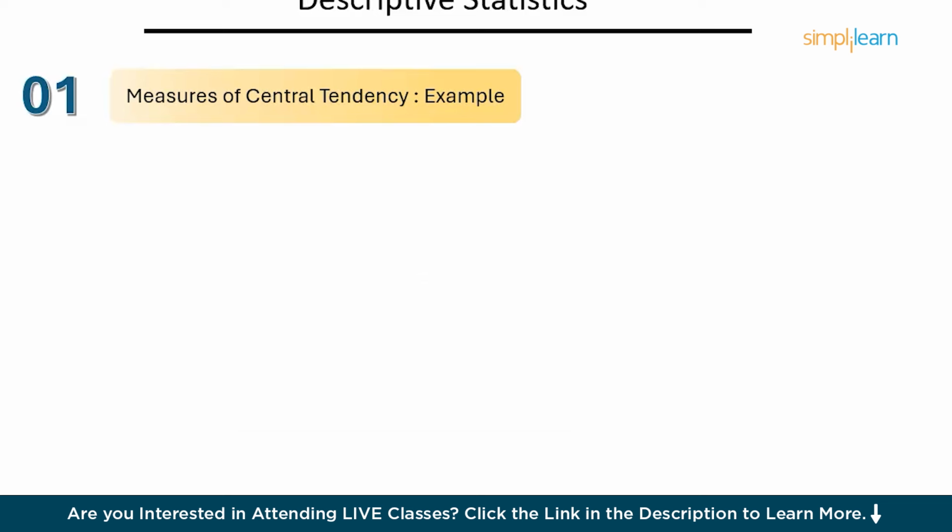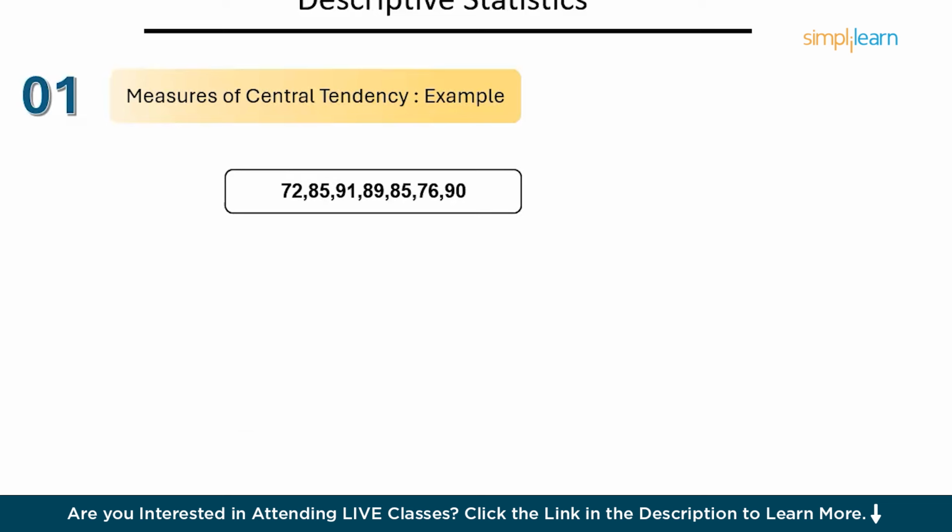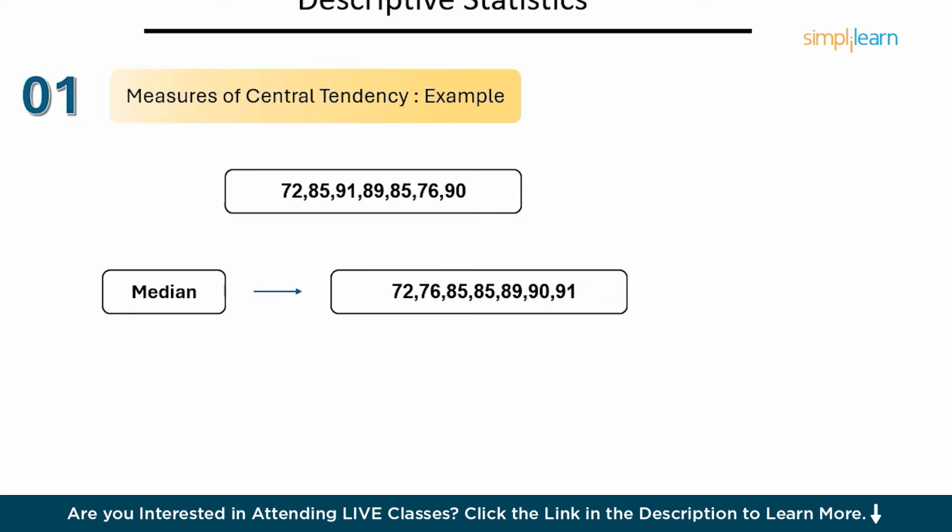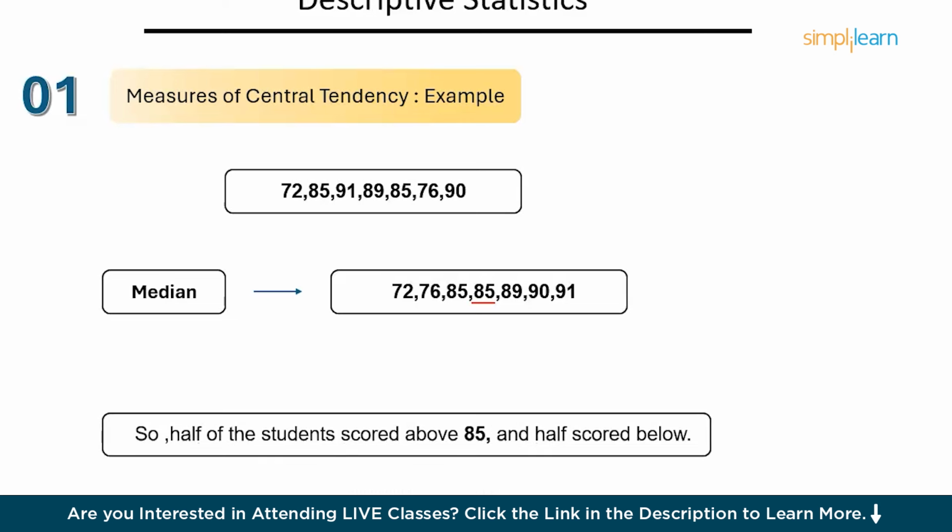Now, moving on to find the median. To find the median, we take the same example and arrange the scores in ascending order. The median is the middle value, so in this case, the middle value is 85, since it is the fourth number in a list of 7. So, half of the students scored above 85 and half scored below 85.